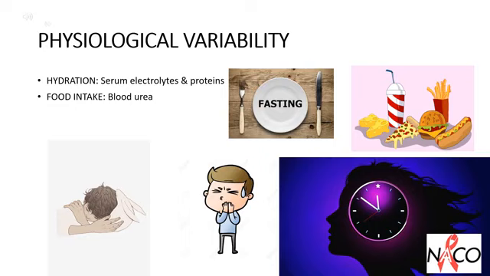Certain hormones show fluctuations throughout the day, which is also known as circadian rhythm. For example, thyroid hormones.